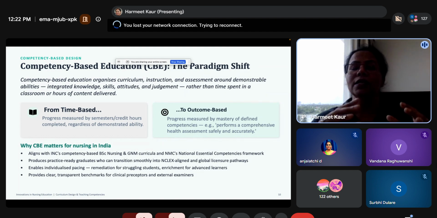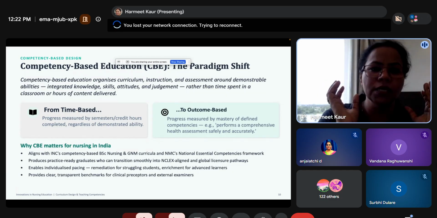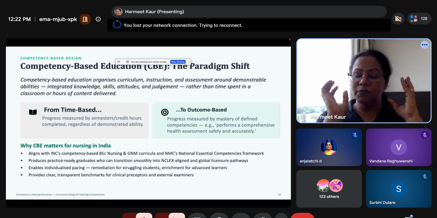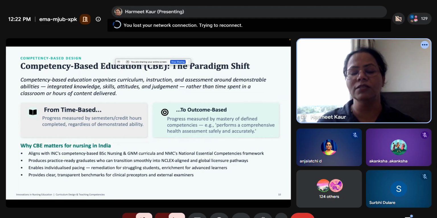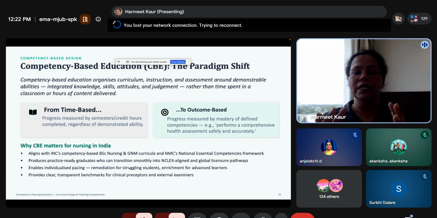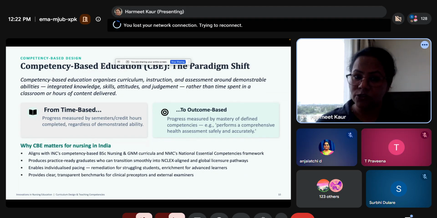This is not that these many hours have to be spent in educating the students on this content. No, that is not competency-based education. Competency-based education is that you are integrating your knowledge, skill, attitude and clinical judgment together, so that the student is competent enough to manage the different challenges.